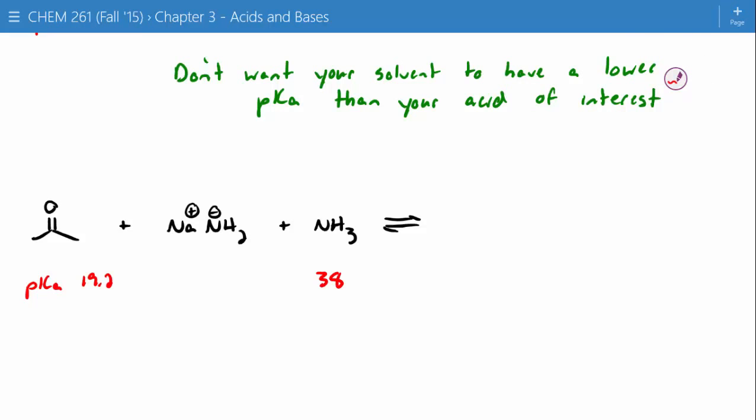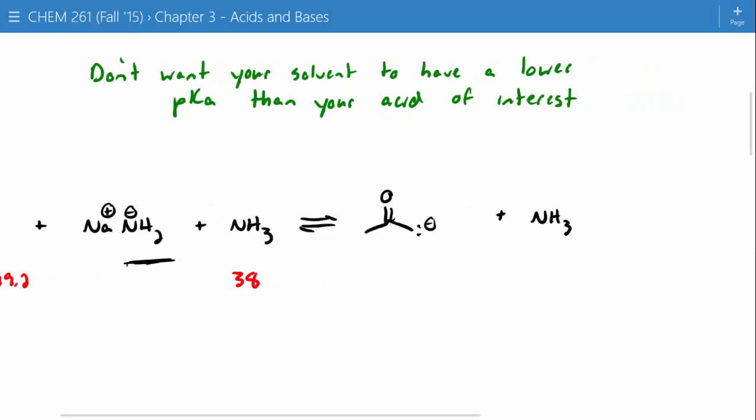Yeah, so let's draw out the products that we would get from this. We would end up with our deprotonated acid, which also has resonance delocalization, so we could draw that. What other product would we end up with? So our amide that we used would grab that proton and become NH3, and then we'd also have solvent around that's NH3. All right, so the countercation would be sodium here.